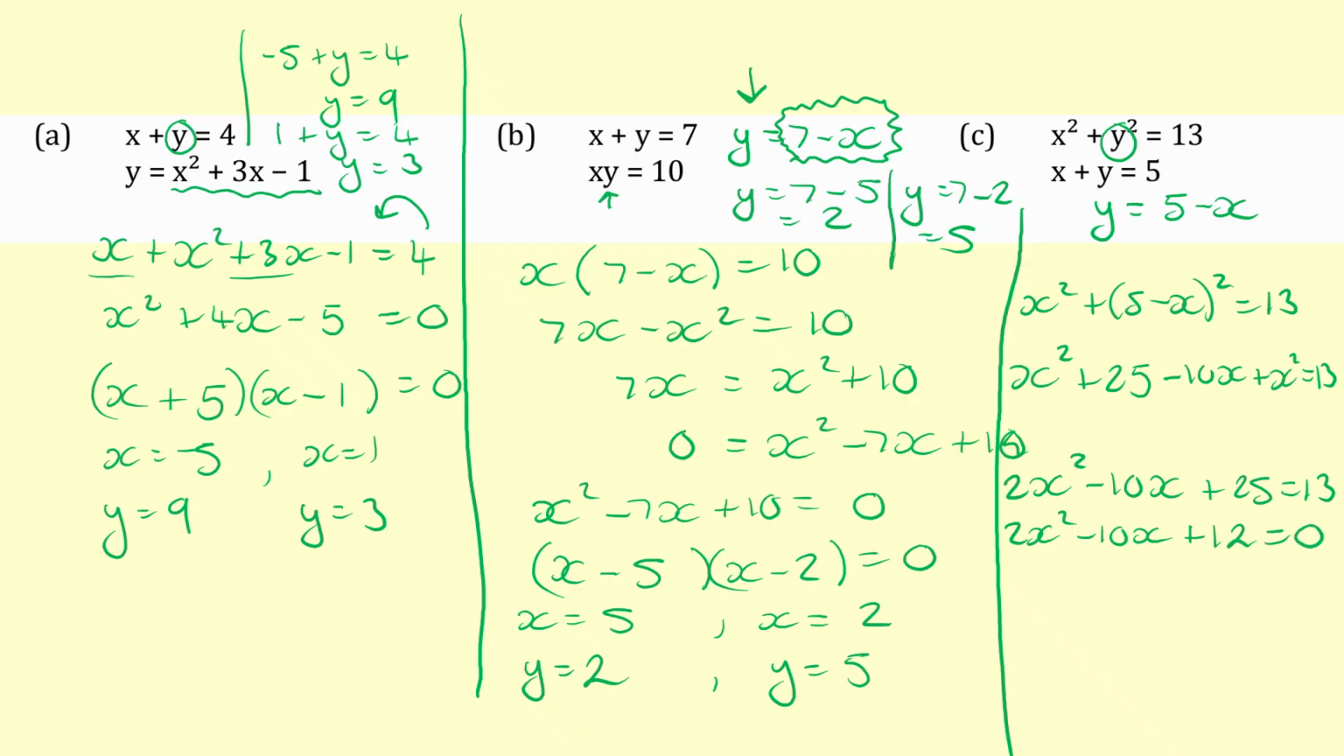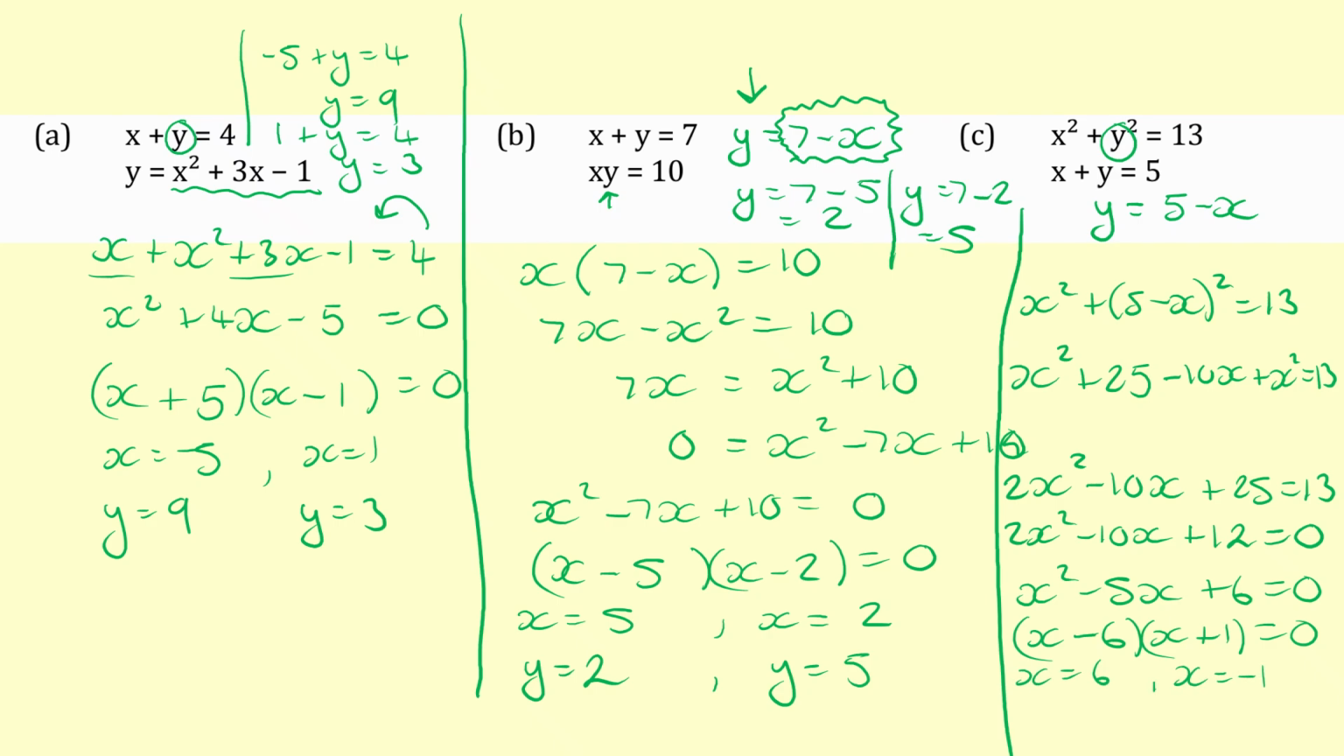Now we can do that little trick where we can divide everything by the highest common factor, which is dividing by 2. So you're going to have x squared minus 5x plus 6 equals 0. And now we can factorise. So two numbers that multiply together to give 6, and add to give minus 5. Well, that's going to be a minus 6 and a minus 1. So x equals 6, or x equals 1.